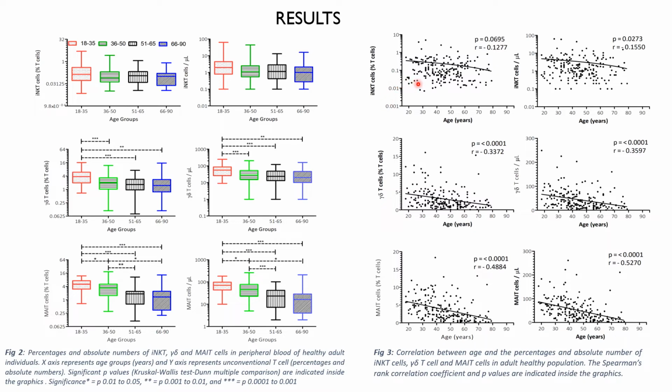In figure 3, we have correlated the age group versus the unconventional T cells. In the case of the iNKT cells, we haven't found any statistically significant correlation between age and the iNKT cells. However, for the gamma delta T cells and MAIT cells, we have found a negative correlation between the age groups and the gamma delta T cells and MAIT cells.